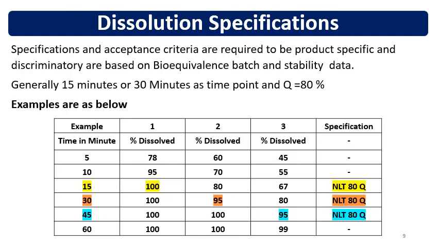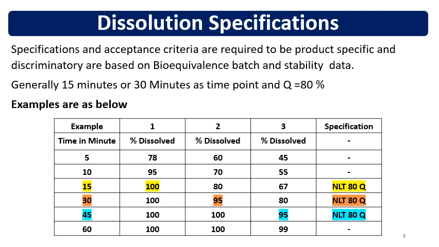Then specifications. So how these specifications should be there and how these are derived. Specifications and the acceptance criteria are required to be product specific. These specifications should be product specific and discriminatory in nature. These are based on the bioequivalence batch and the stability data. So whenever you are going to fix the dissolution specifications for finalizing the method, that time you should have the stability data.